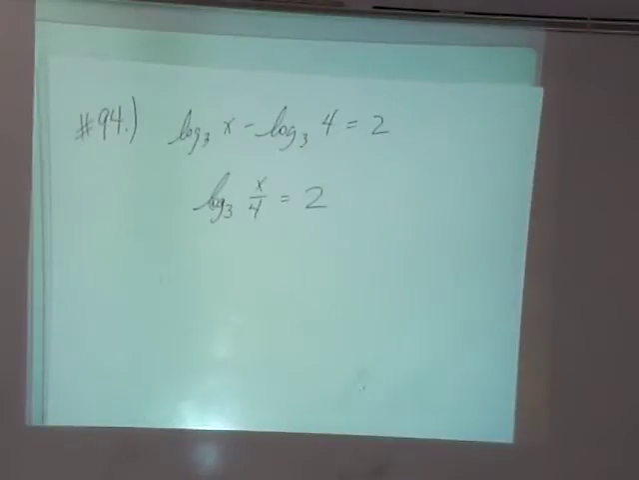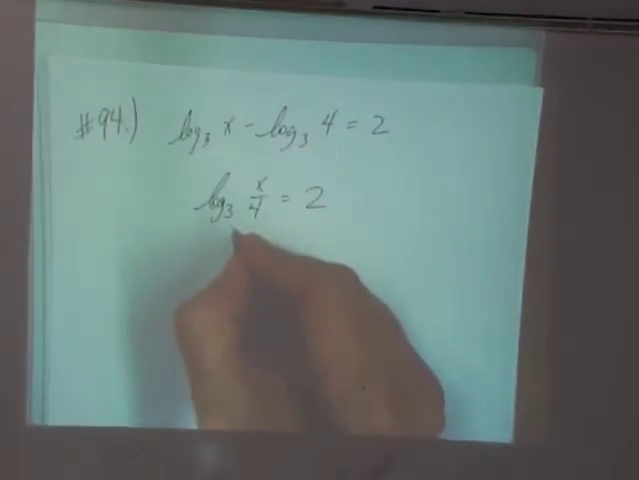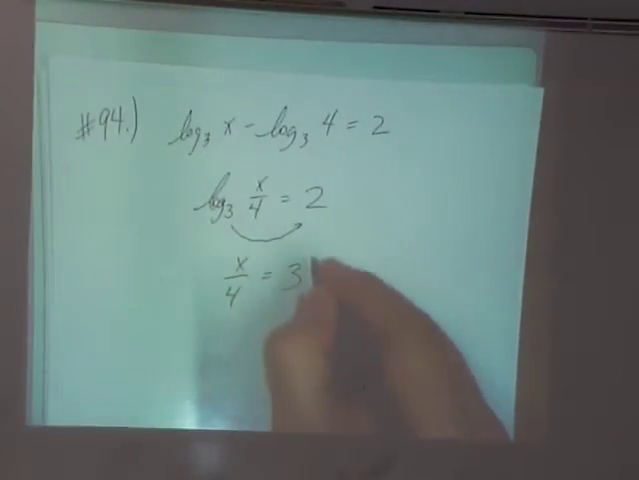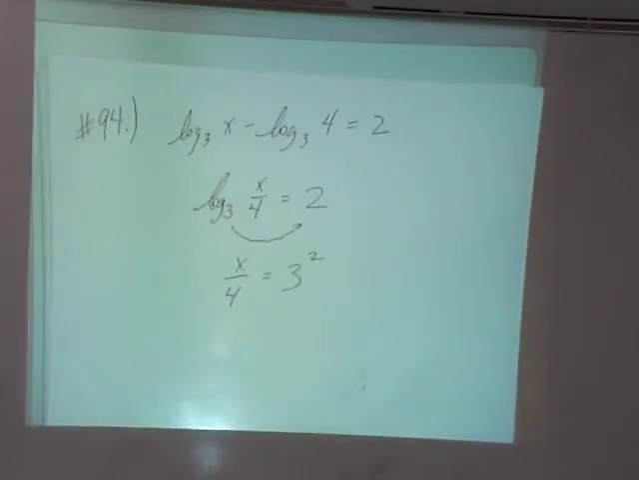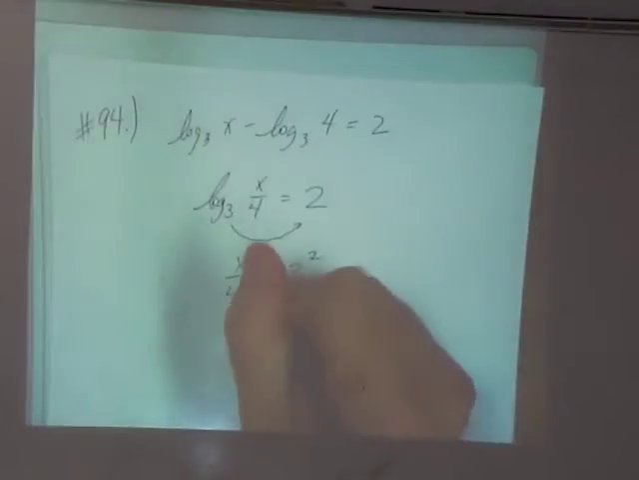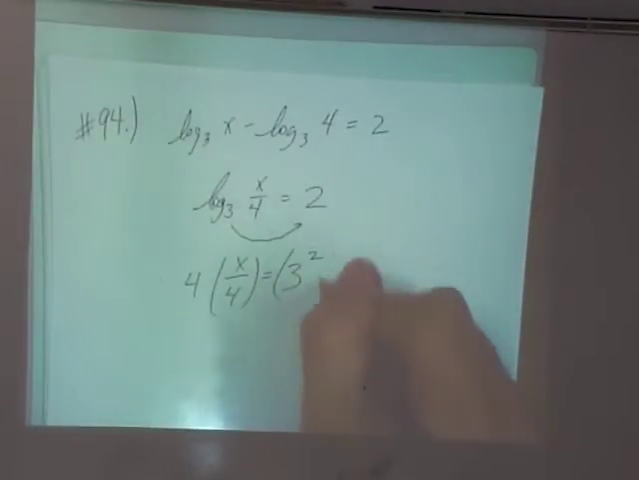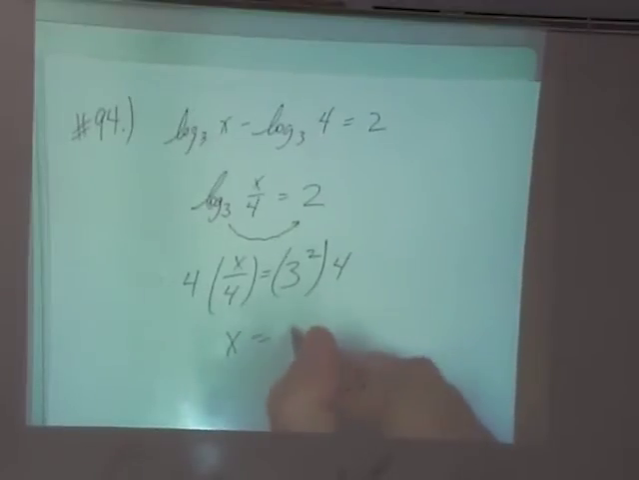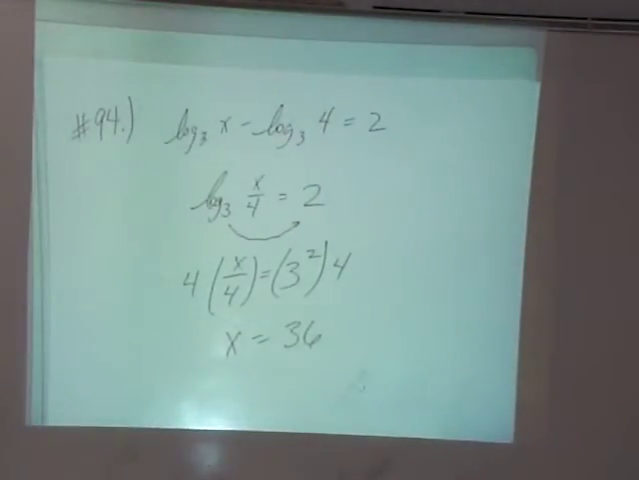Now I'm going to put it in exponential form. Bring out the wood chipper. Move the base over. So it'll be x over 4 is equal to 3 squared. Multiply both sides by 4. So x equals 36.